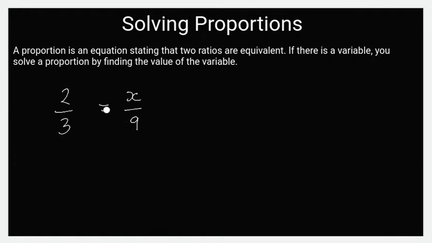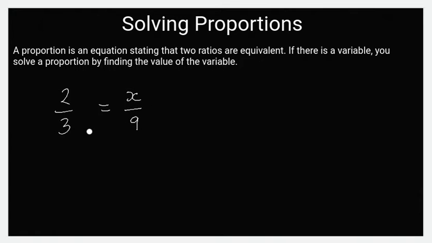So these are two ratios actually. The units of measure have cancelled each other out. That's how we're just left with the numbers. So this proportion is stating that these two ratios are equivalent, they're equal to each other, and there is a variable. The variable is x. So how do we solve for this? We'll solve this proportion by finding the value of x, the variable.